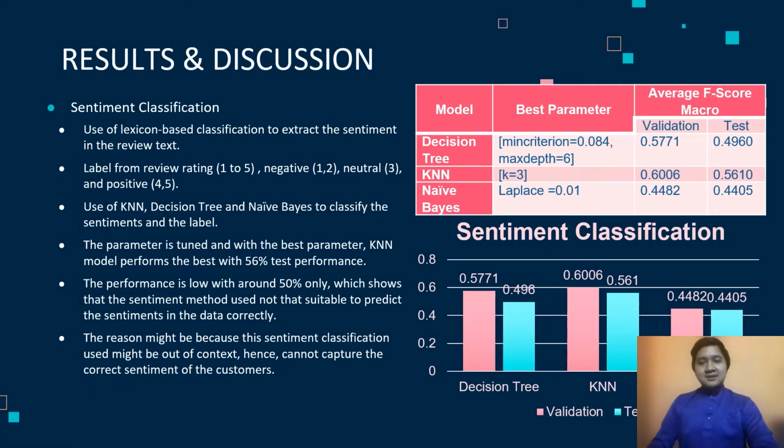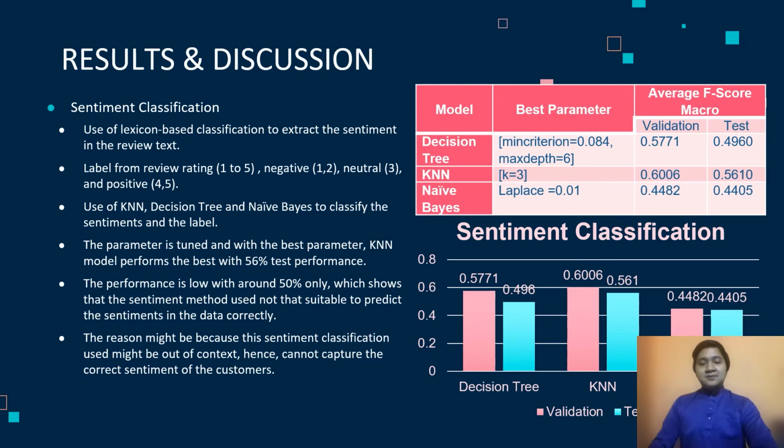Next, for sentiment classification, a lexicon-based classification corpus is used to extract the sentiment in the review text. The label used is from the review rating, which is from 1 to 5, and will be grouped into 3 groups, where a negative review is from rating 1 and 2, a neutral review is with a rating of 3, and a positive review is with a rating of 4 and 5. We use KNN, decision tree, and naive Bayes algorithms for the classification. The parameters are tuned, and with the best parameters, KNN is seen to perform the best with 56% performance.